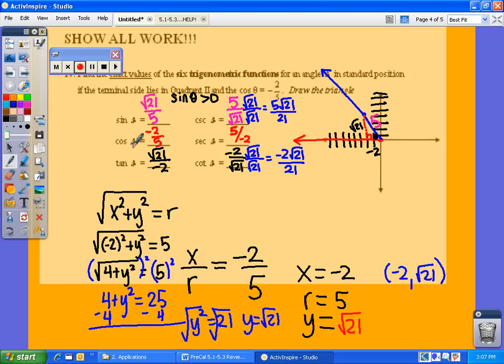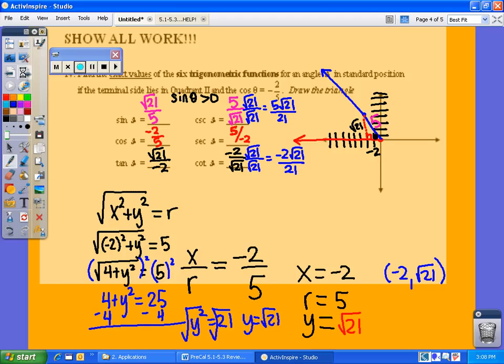Notice how cosine, secant, tangent, and cotangent are all negative. And notice that sine and cosecant are the only ones that are positive. So when you're done, this will get you full 7 points. 1 point for each of these answers, and literally just 1 point for the work and picture for a full 7 points. So if you have the work and the picture right, then there's no reason why you can't get all of these right.